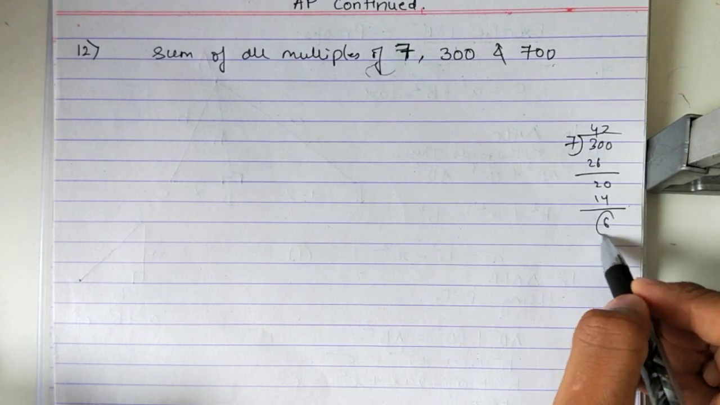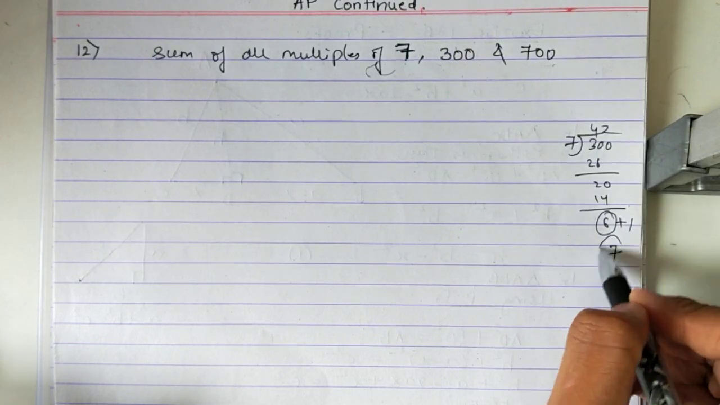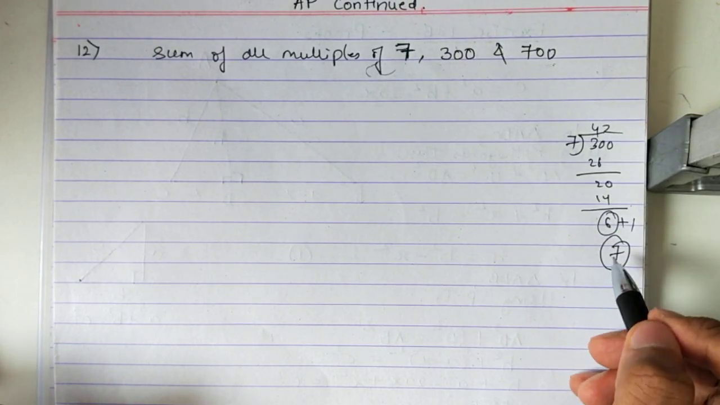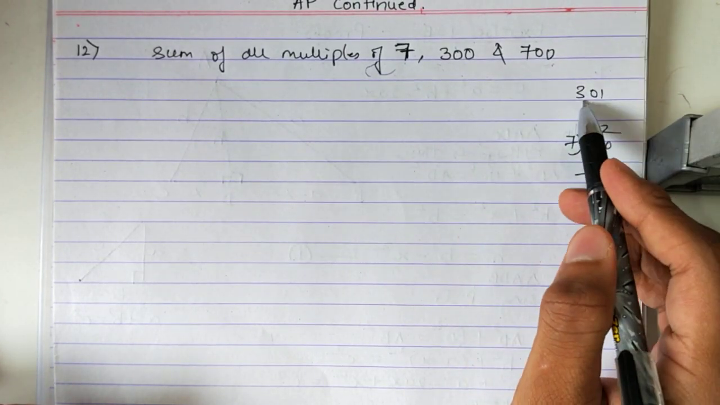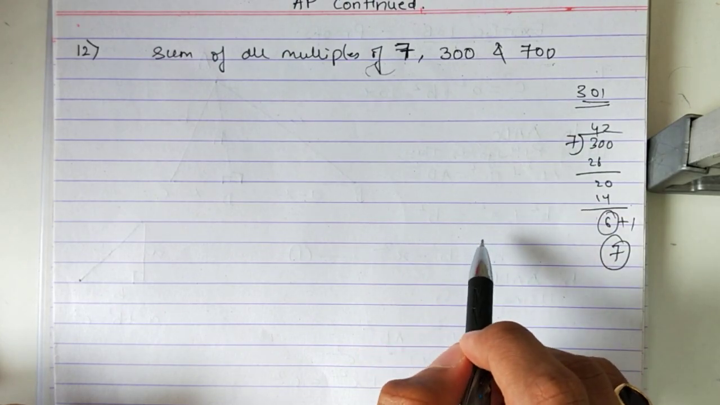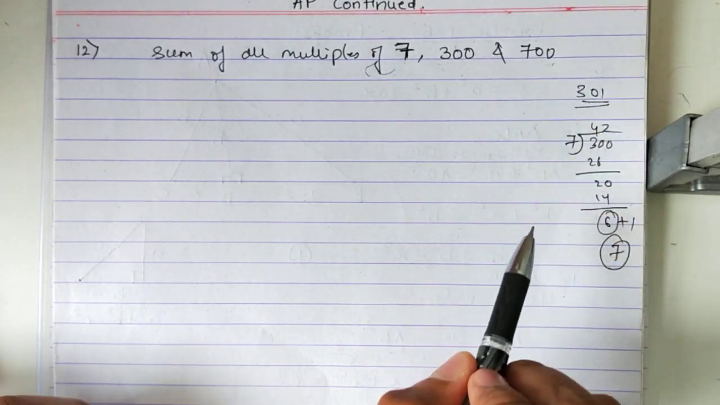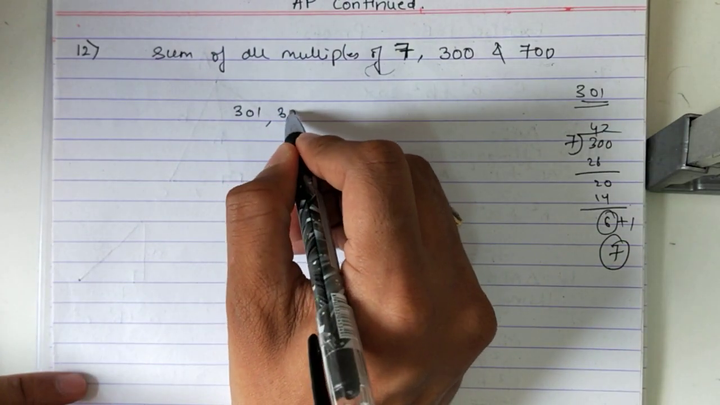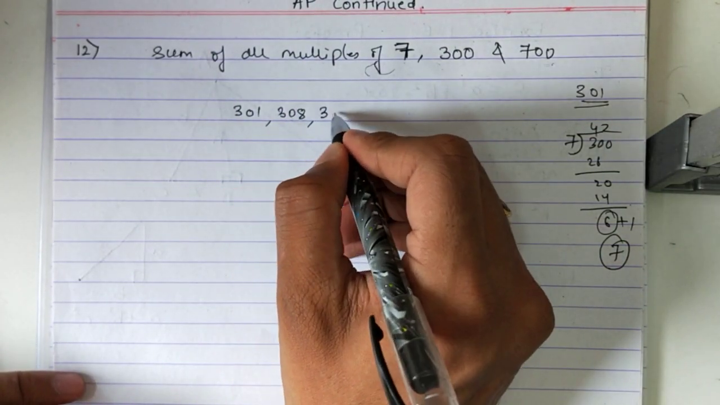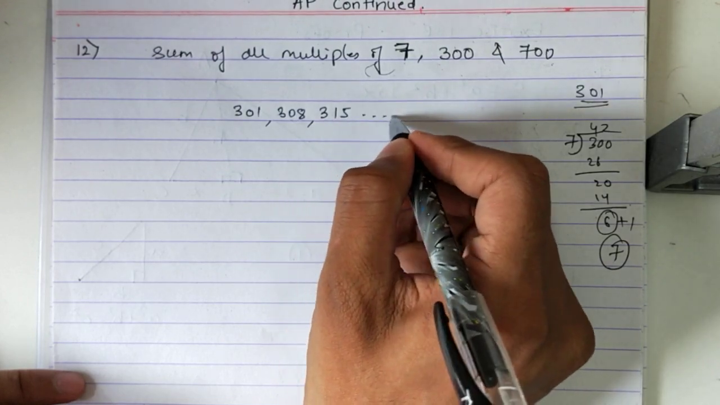So if the remainder is 6, we add 1 to it and it becomes 7, so it will be divisible by 7. So that means 301 is the first number which is divisible by 7. Okay, 301 is the first number which is divisible by 7. So I'll write 301. Next number will be 308. Next number will be 315 and so on.